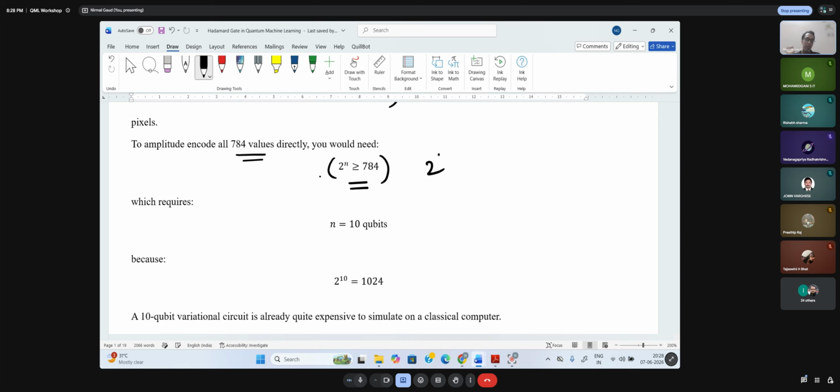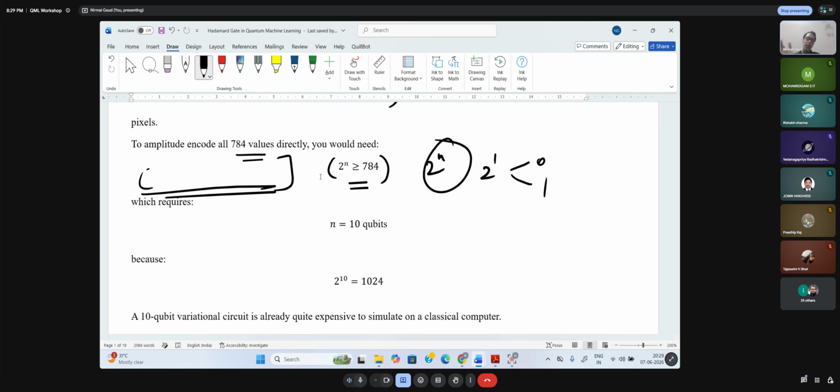Last day also I was telling 2 to the power n, if you remember. If you have one feature, then 2 to the power 1. If I have two features, there will be 0 and 1. These two qubits we used yesterday, if you remember. But if 784 values are present, the size of the image is 28 by 28, and if I flatten it, convert it into one dimension, 784 will be the length. This many features are present.